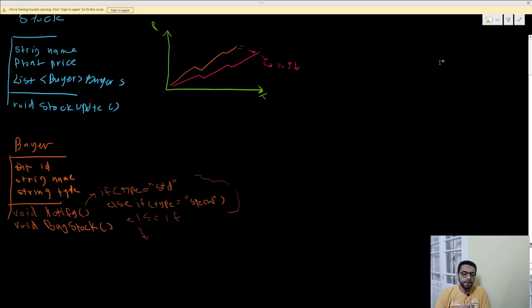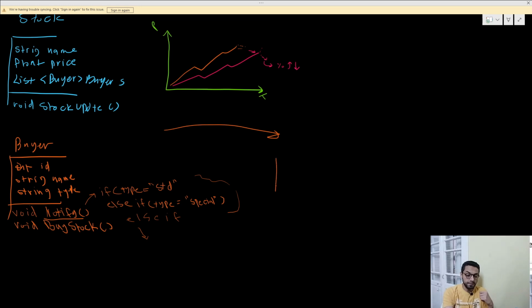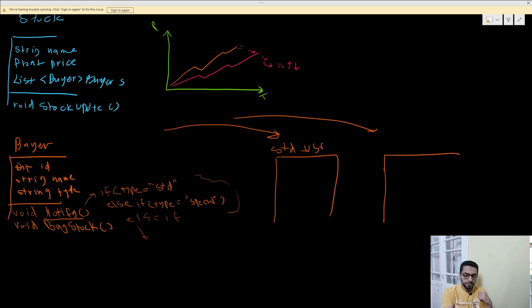So the idea of the observer pattern is that we will extract this notify function out of the buyer class, and we will do that by making child classes of the buyer class and overriding notify function inside of them. So in this case, we will have a class for the standard user, and a class for the special user. And those classes will inherit from buyer and override notify.